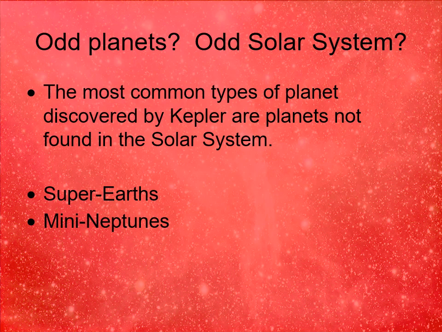So, question: are the super Earths and mini Neptunes the oddities, or is the solar system odd? And the answer is we can't answer the question.